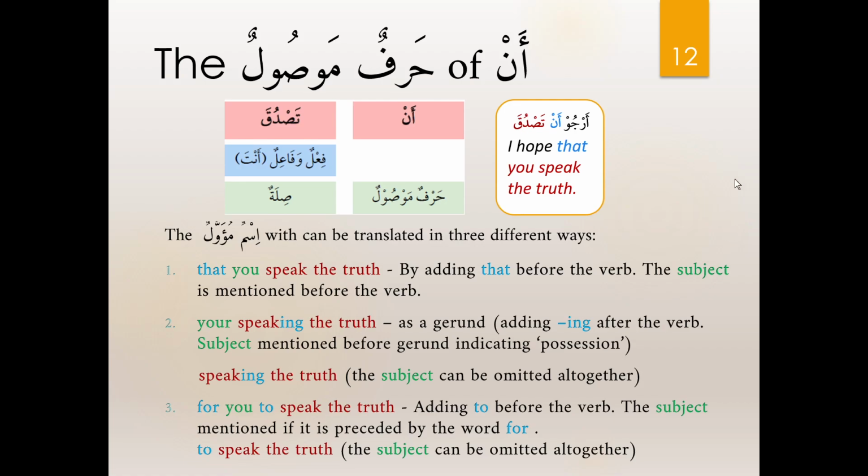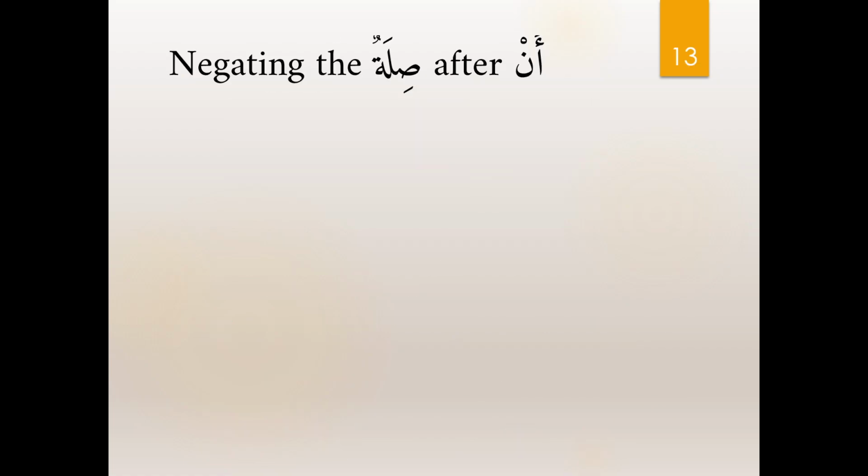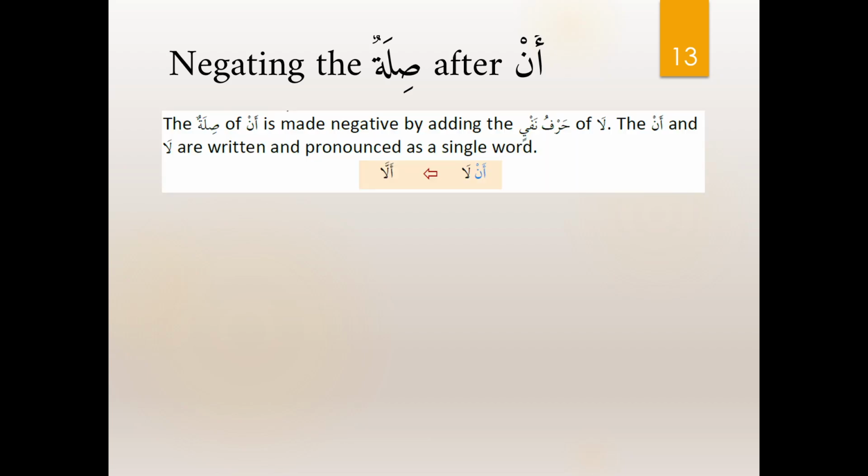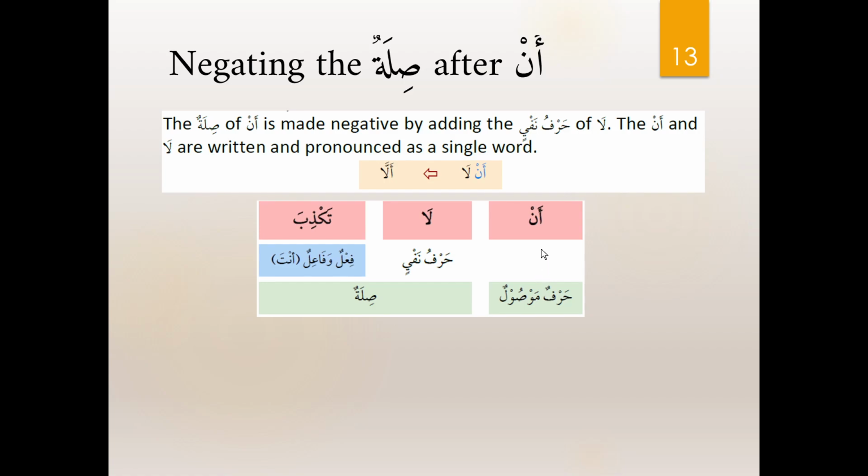Now, what happens if you negate the silah? The silah of an is made negative by adding, of course, your harfu nafyin. Not nahyin, nahyin is to forbid. This is to negate. The an and la are written and pronounced as a single word, Alla. We see this in the Quran. So here, Alla ta'zib.